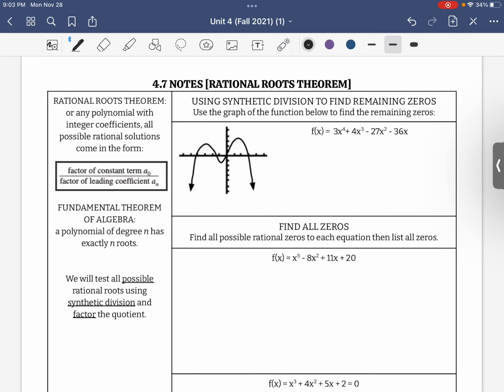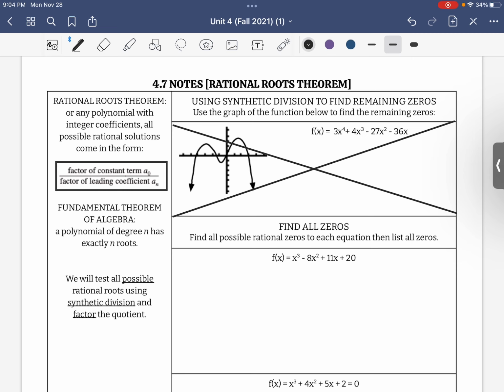Welcome to the 4.7 Rational Roots Theorem notes. One thing I'm just going to get off right off the bat is the equation for this first example is actually incorrect. So we're going to go ahead and cross it out and focus on the ones without a graph.